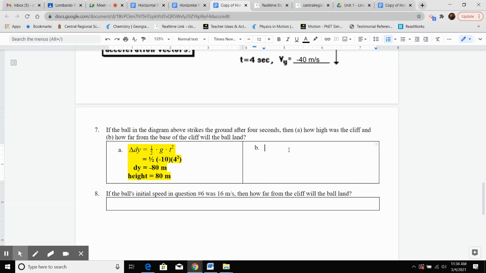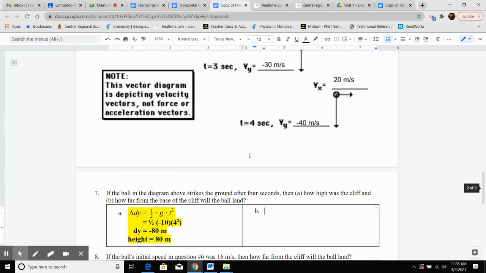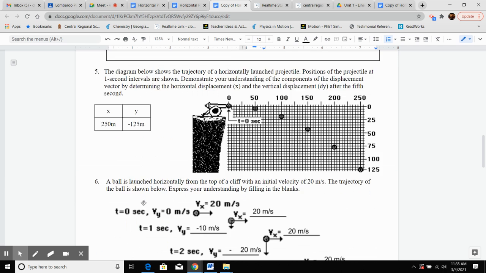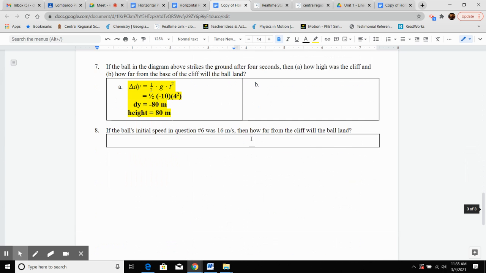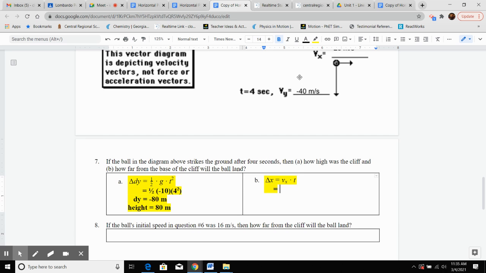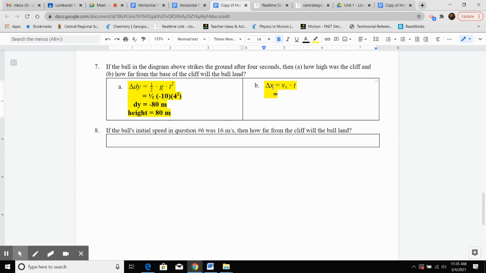And then B asks, how far from the base of the building can you throw a ball? Is that vertical or is that horizontal? That should be horizontal. So I would go then to my horizontal set of equations. And because they're asking how far, we're looking for our delta x, our displacement. So our equation would be this guy. So I'm just going to control C this and come back down and paste it. So this would equal, what was our Vx? Scroll back to number 6. Vx was 20, which never changed. So we're doing 20 times 4 seconds.